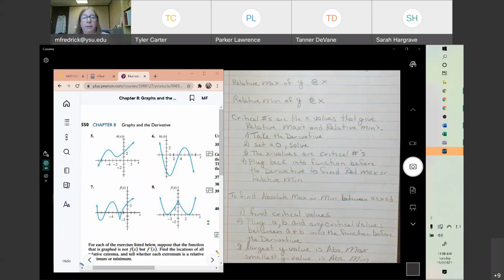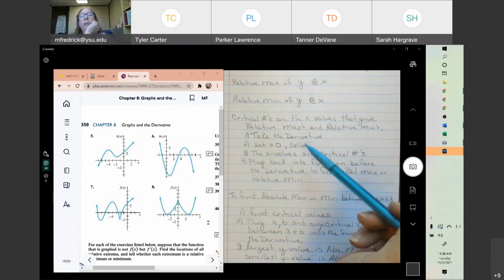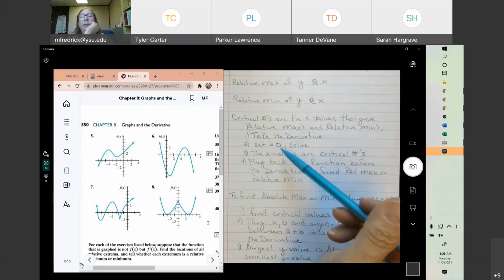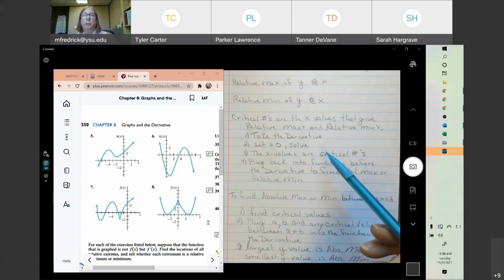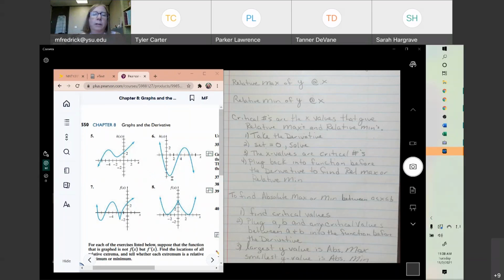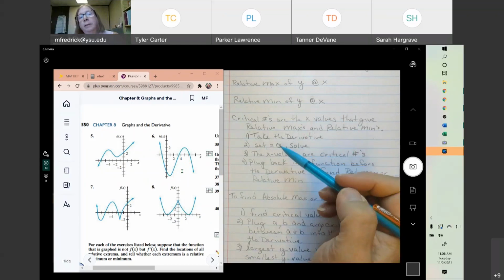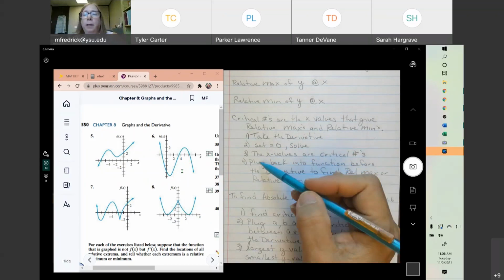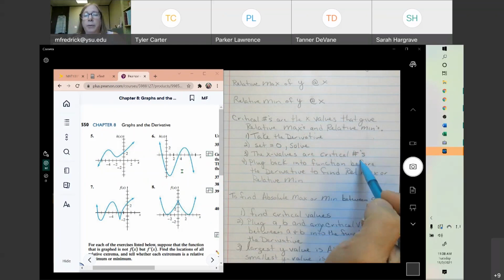To find them, if we don't have the graph, you take the derivative, set it equal to 0, and solve. So just like when we were finding the slope of the tangent line where it's horizontal, that's where, if you look at number 6 again, the highs and lows are, because that's where your tangent line would be horizontal, because it only hits at one point. So they go together. Take the derivative, set it equal to 0, and solve. The x values are your critical numbers.